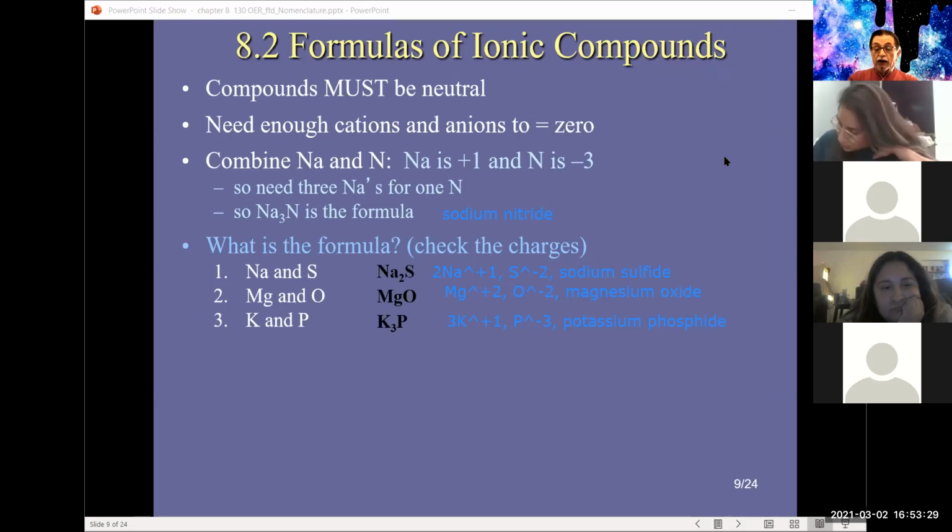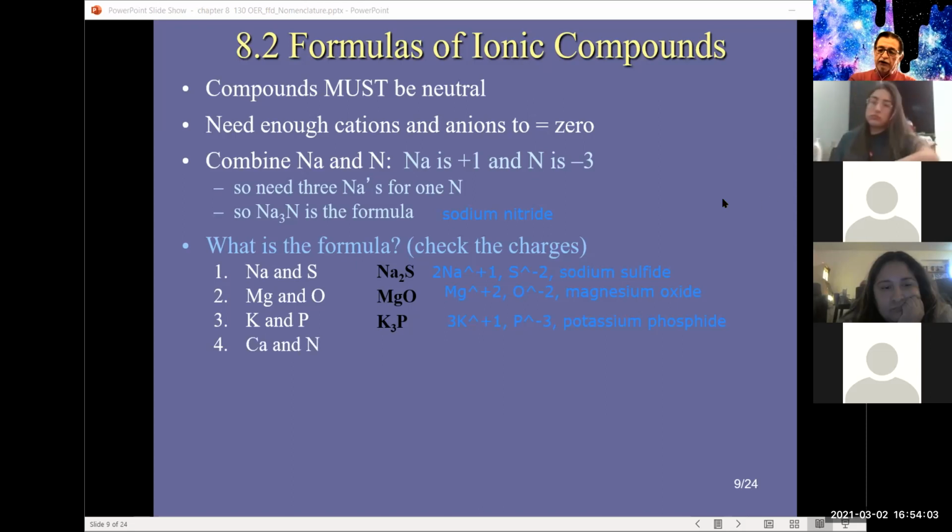So our formula is K subscript 3 P. Right now I'm just going with what I'm given, but don't forget, you can mix and match here as we're progressing. We did sodium with sulfide, but you can do sodium with oxide, sodium with the phosphide. The same with magnesium, magnesium with the sulfide, magnesium with the phosphide, and potassium with the sulfide, and potassium with the oxide. So you can start mixing and matching these cations and anions. So you're starting to build up a database of these compounds that you're putting together.